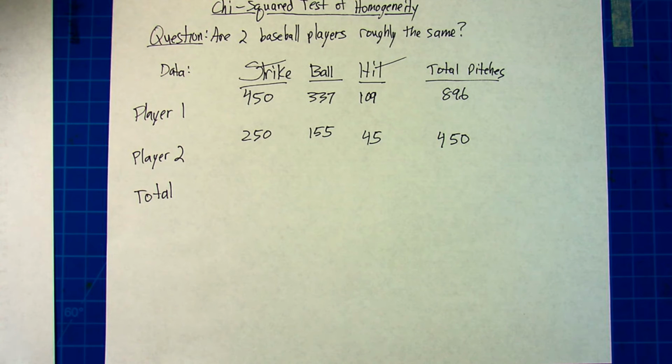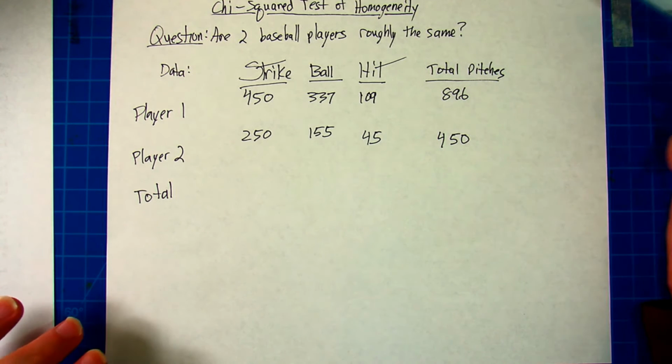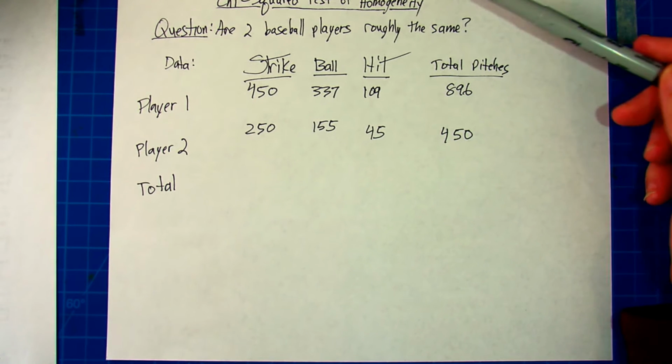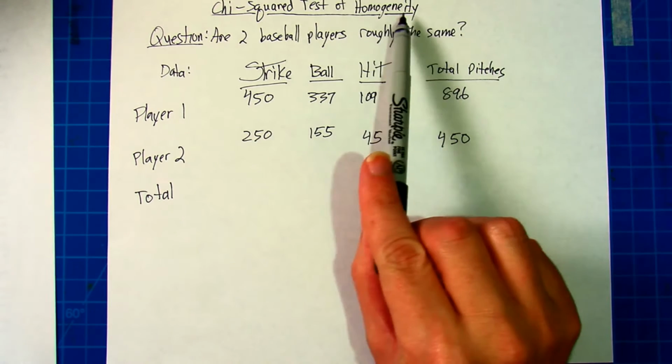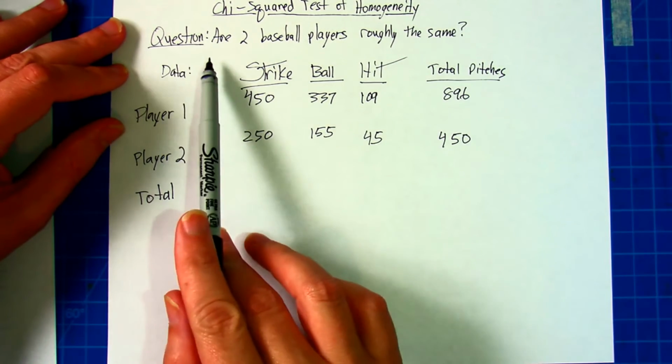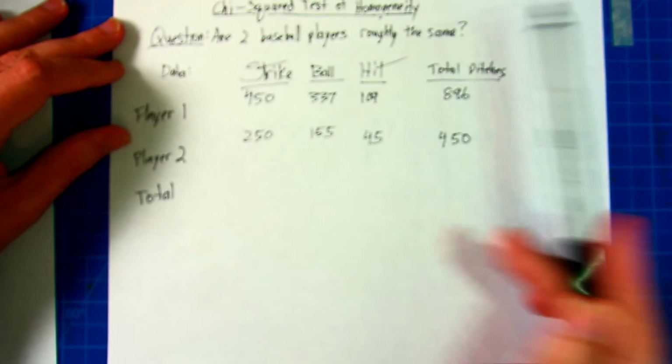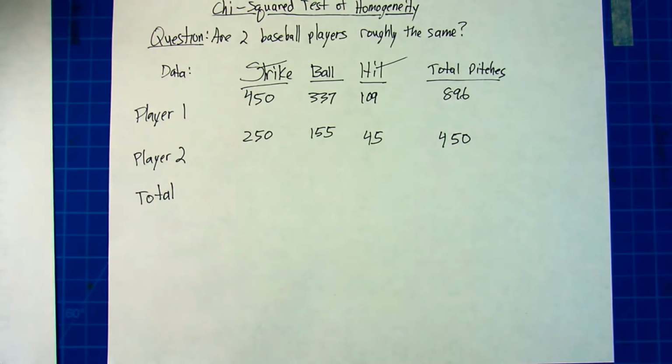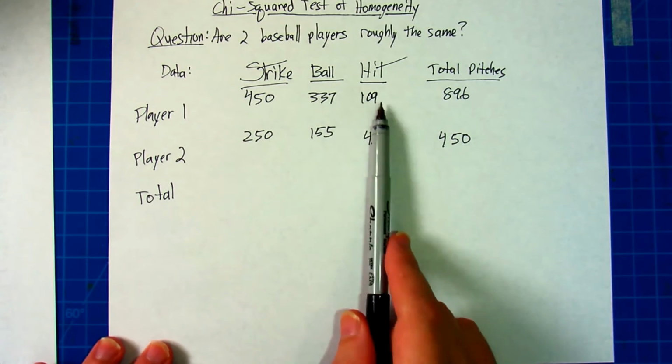Something great we can use a chi-squared test for is called a chi-squared test of homogeneity, which homo means same, geneity means geneity. The question you might want to answer here is, are two baseball players roughly the same? When I say roughly the same, I mean in terms of their records on strikes, balls, and hits.